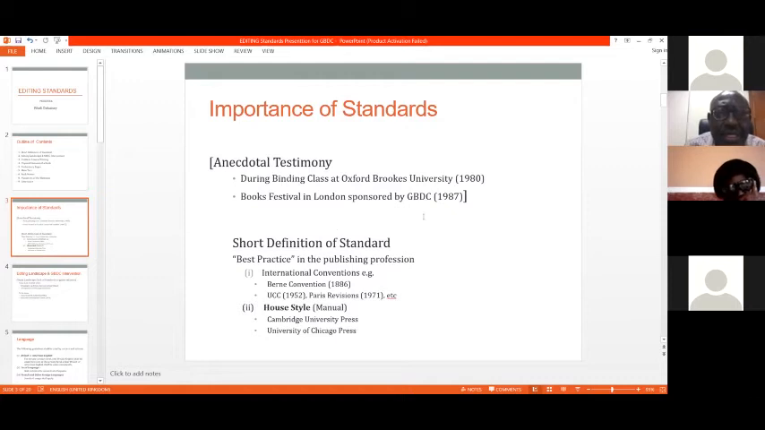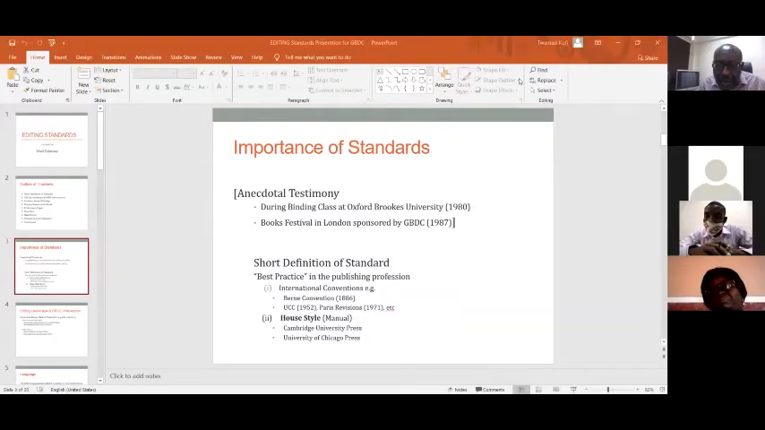Another encounter I had with the question of standards was when GBDC, in those days, it was Mr. Amu Joleto who was the executive director, he and one other staff pointed out the question of standards, that we in Ghana should do our best to manufacture our books to international standards. Now, a short definition of what I mean by standard would be best practice in the profession. And in fact, international conventions like the Berne Convention, the UCC Convention, which have to do with copyright, and the Paris revisions, all are attempts to guide practitioners as to how to go about the question of standards.